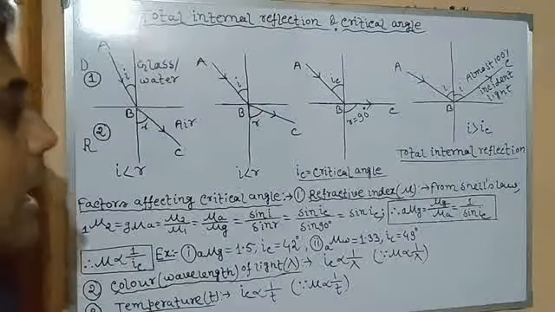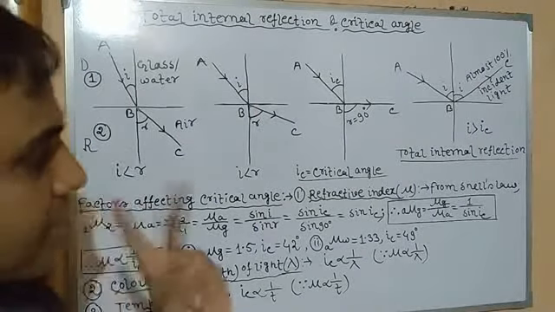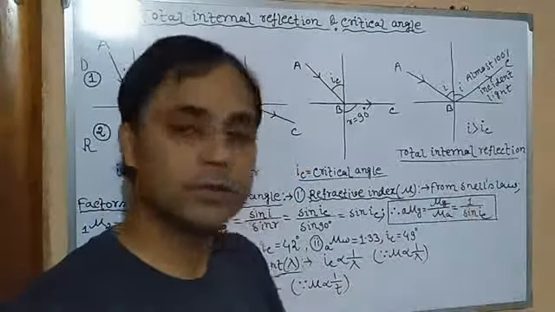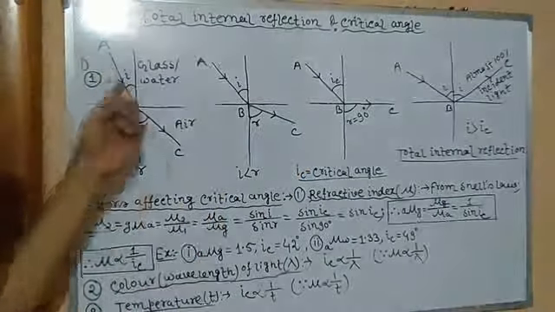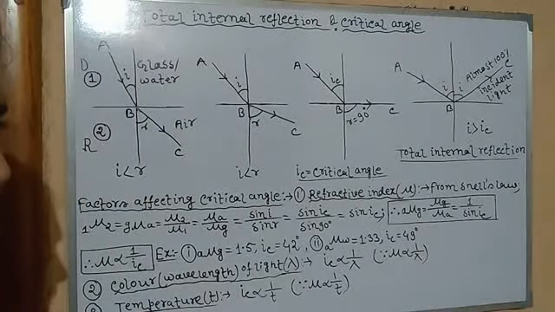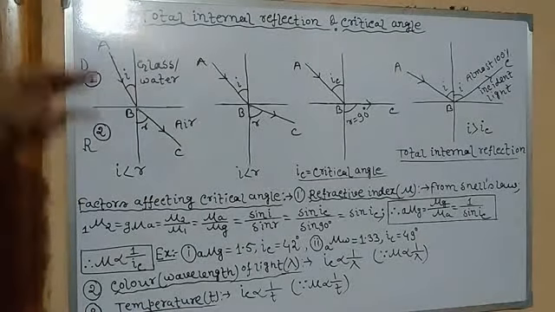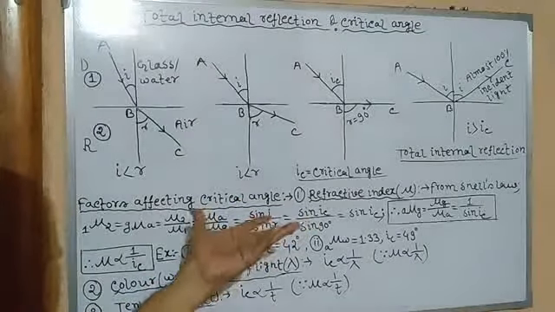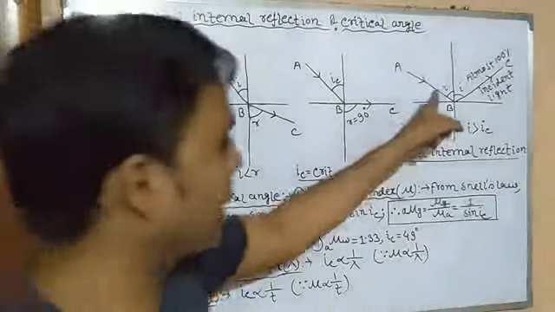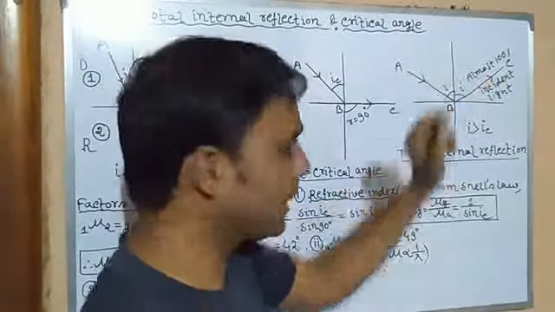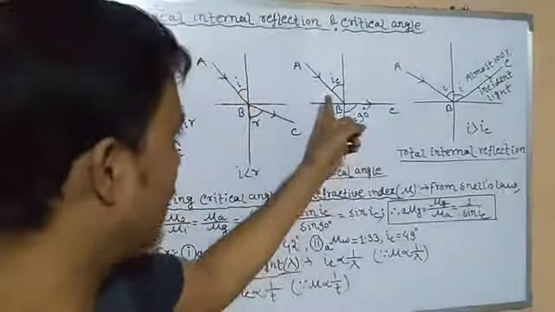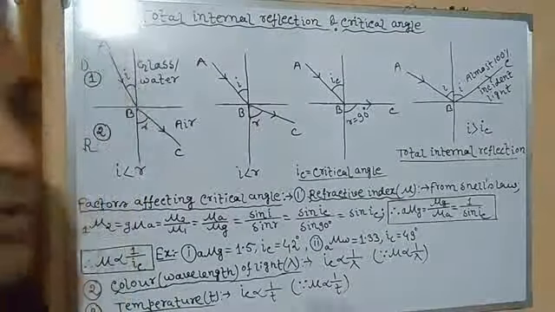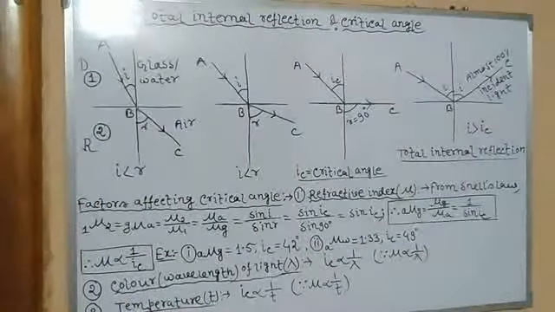Clear? So we can see there are two essential conditions for total internal reflection. What are they? Number one, it is mandatory that light has to travel from denser to rarer medium, otherwise it is not possible. And number two, the value of angle of incidence in the denser medium must be greater than the critical angle of that medium.